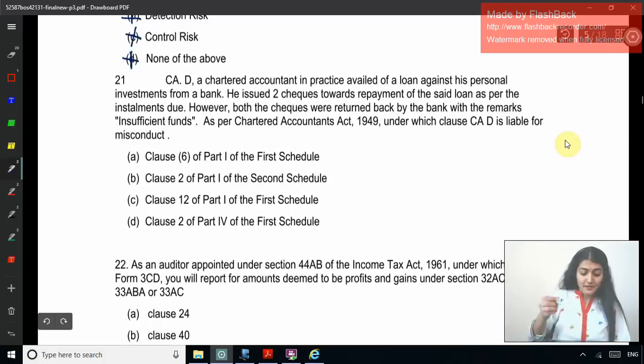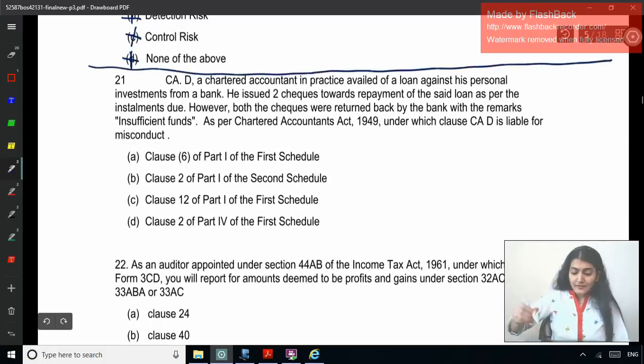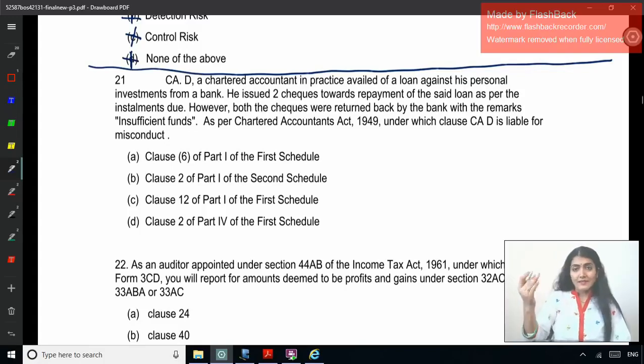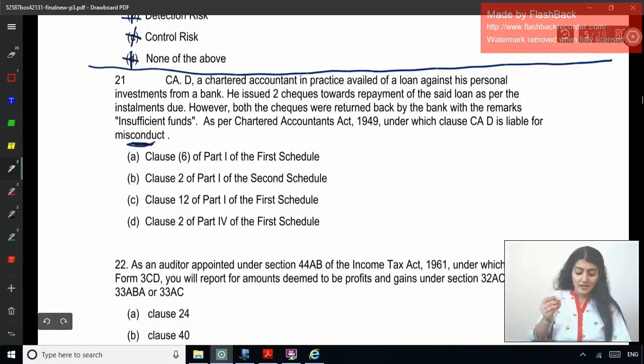Okay, next one. A chartered accountant in practice availed of a loan against his personal investments from a bank. He issued 2 checks towards repayment of the said loan as per the installments due. However, both the checks were returned by the bank with the remark insufficient funds. As per the Chartered Accountants Act, under which clause is the CA liable for misconduct? The check of the CA has been dishonored due to insufficiency of funds. This comes in the list of illustrative examples for other misconduct. So in this case, the chartered accountant is going to be guilty of other misconduct, as they have mentioned only misconduct, under 611, 212, 1211 or 241.